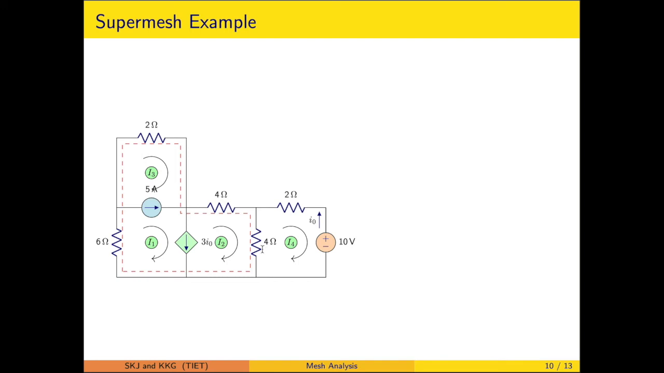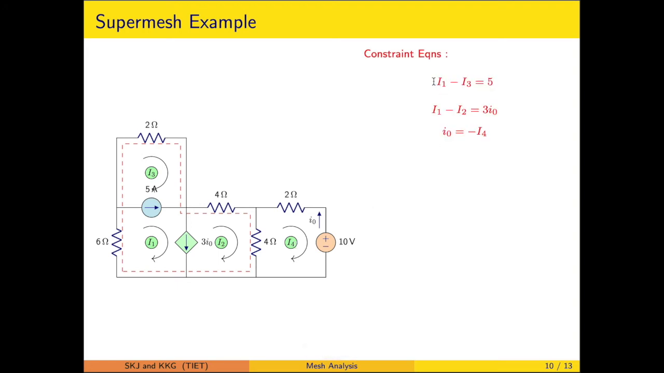So we will be writing the equation for this particular fourth mesh, and the equation for this particular supermesh, two equations. Third one is a constraint or KCL relationship between I1 and I3. Fourth one is a KCL relationship between I1 and I2. And lastly, we will be associating this controlling current I0, because this is a dependent source, with the help of this particular mesh current. So I0 is coming out to be minus I4 in this case. So these equations are written likewise.